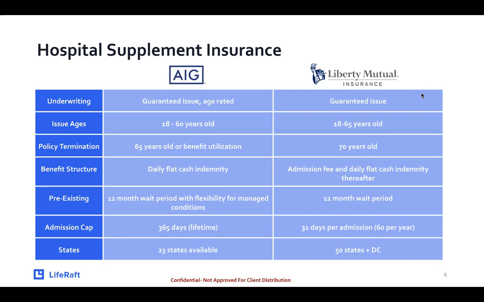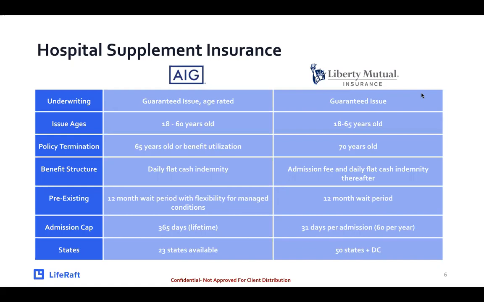Now, two things to mention here. AIG guaranteed issue, age rated, that is for folks that are 18 to 60 years old. With Liberty Mutual, that issue age is going to step up to 65. So for folks that have slightly older client bases, you're probably going to be looking at the Liberty product if they're between 60 to 65.